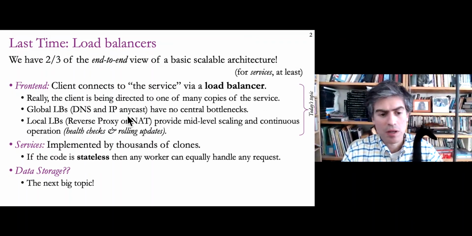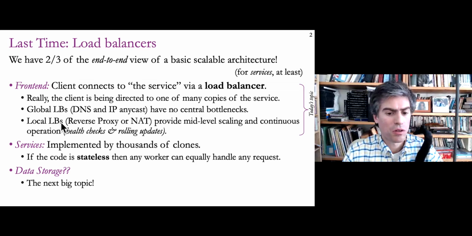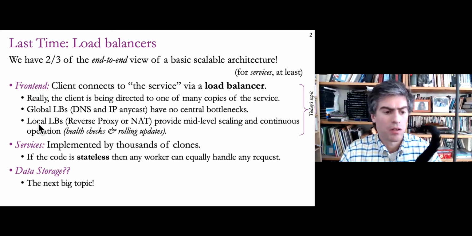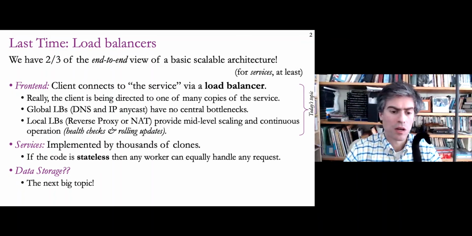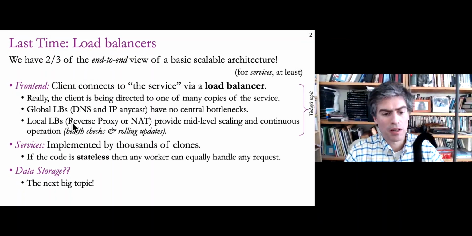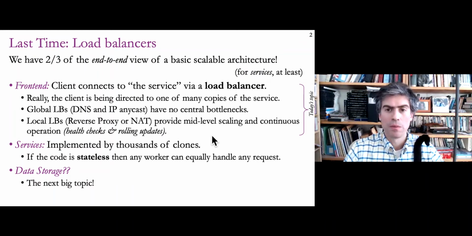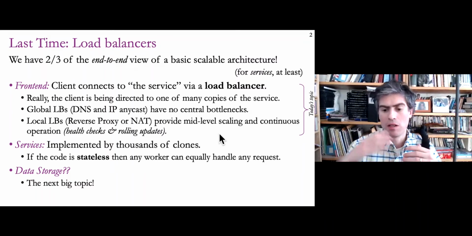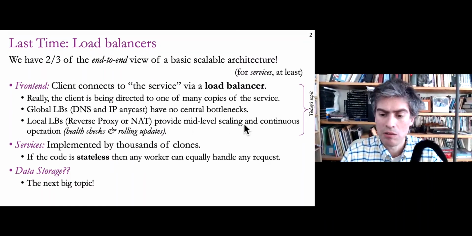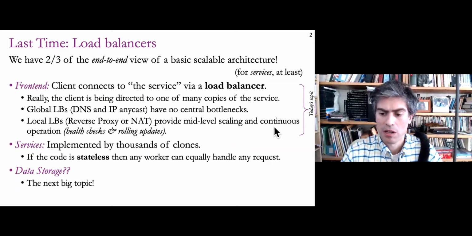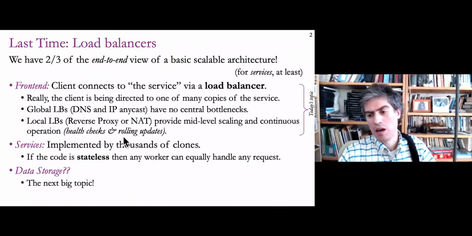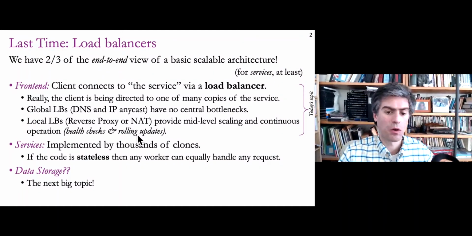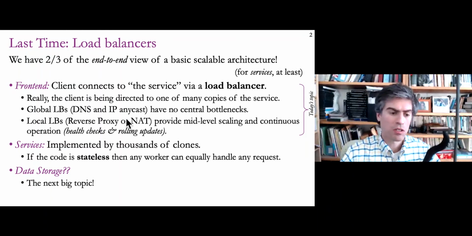There are different kinds of load balancers, global load balancers and local load balancers. When users are literally being sent to one machine first before they're directed to a clone of the service, that's what we call a local load balancer, and those can be implemented either as reverse proxies or as NAT devices. Those are quite important, but they have a limit to the amount of scalability they achieve, so those are mid-level scaling solutions. They also provide some benefits for continuous operation, like reliability, and allow the service to always have some working copy that it can send requests to.